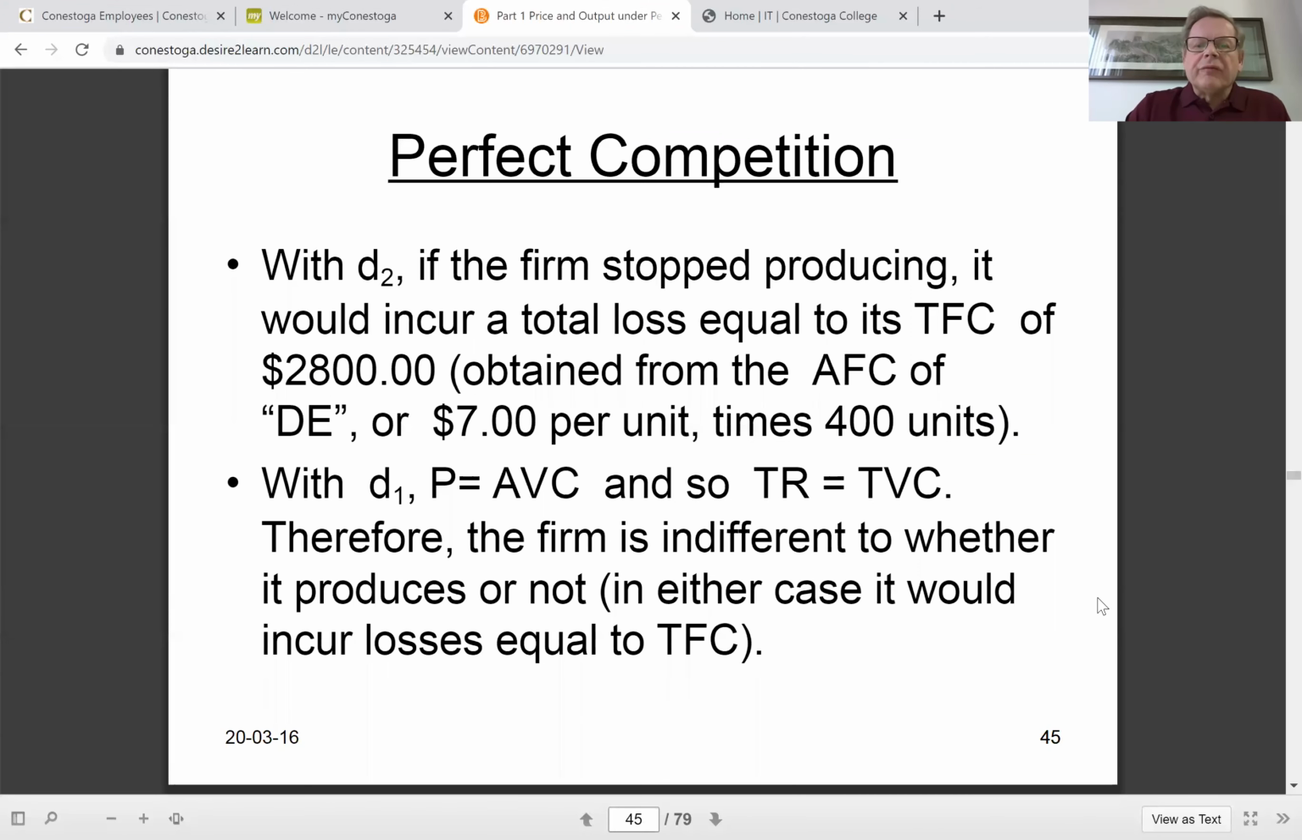So with D2, the firm stopped producing. It would incur a total loss equal to its total fixed costs of about $2,800, and that's obtained from the average fixed cost of DE, or $7 per unit, times 400 units that it produces. With D1, price is equal to the average variable cost, and so total revenue is equal to total variable costs. Therefore, the firm is indifferent. Please highlight that bullet point number 2. The firm is indifferent to whether it produces or not. In either case, it would incur a loss equal to its total fixed costs.